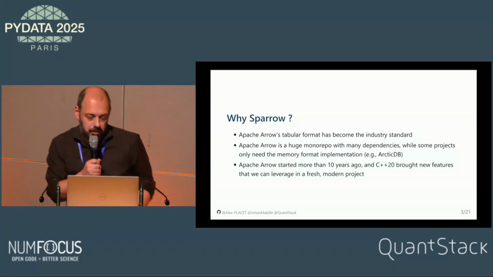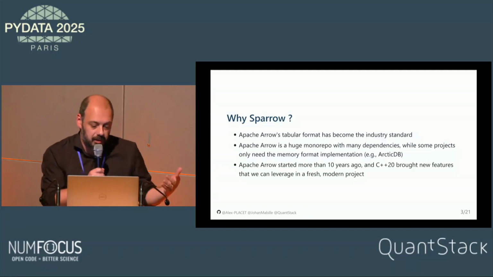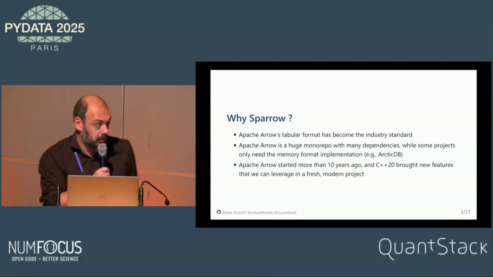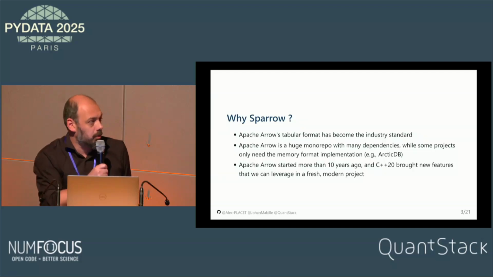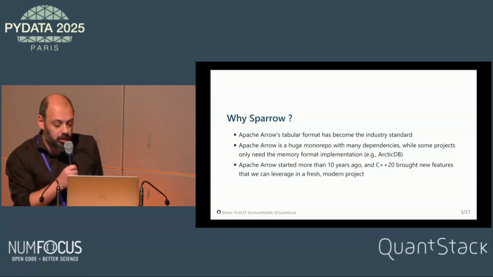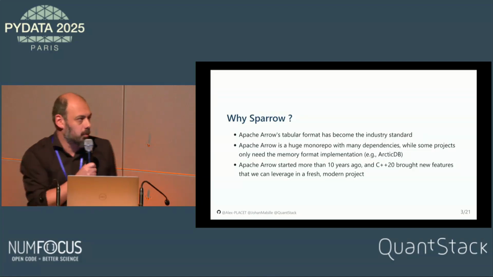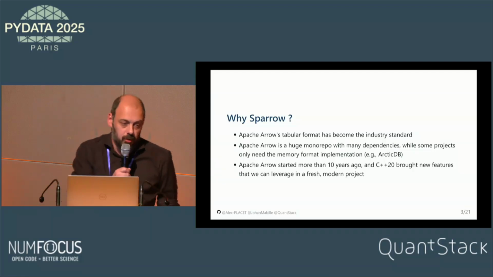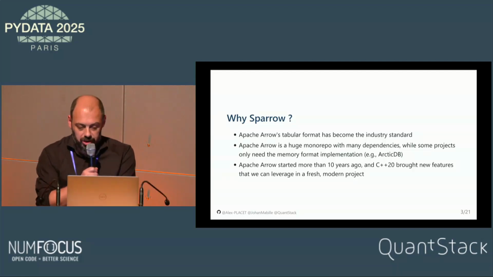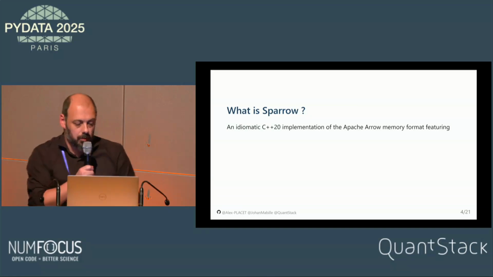Another drawback, which we will probably have in 10 years in Sparrow, is that Apache Arrow was started more than 10 years ago. And in the meantime, the C++ standard committee released new versions of the language that brought really awesome new features for array implementations. We thought it would be a good thing to leverage that in a fresh and modern project. So what is Sparrow?